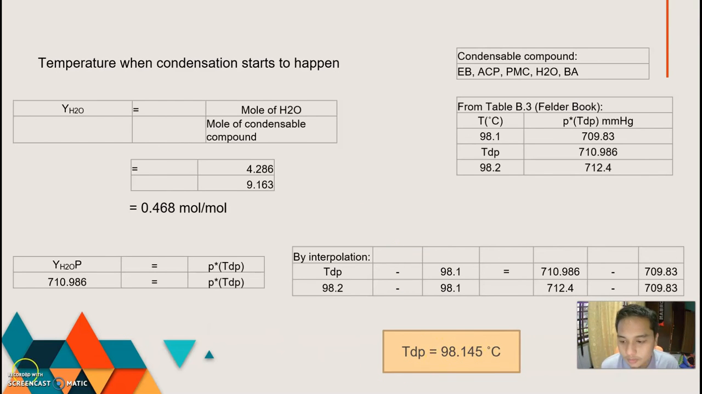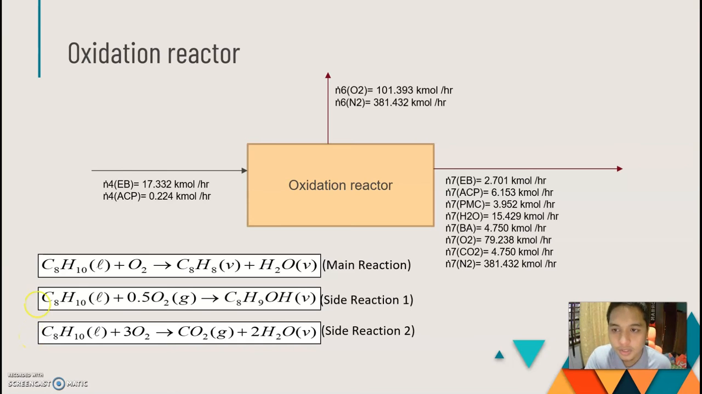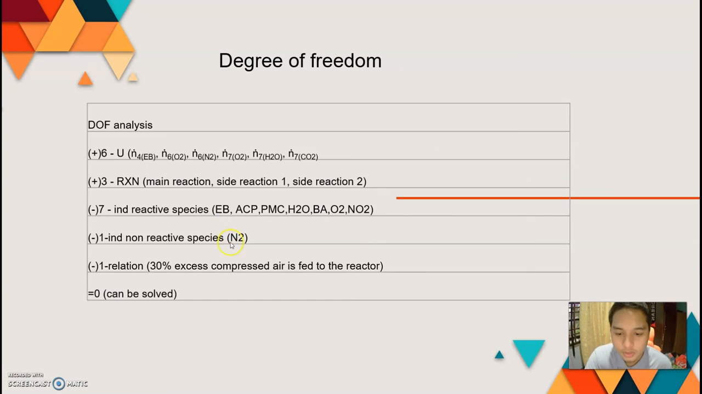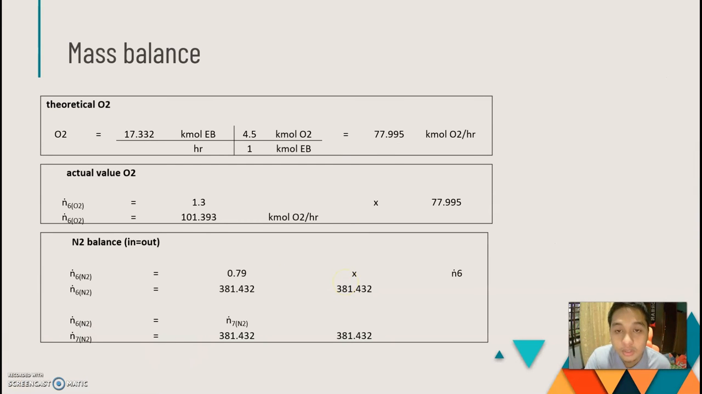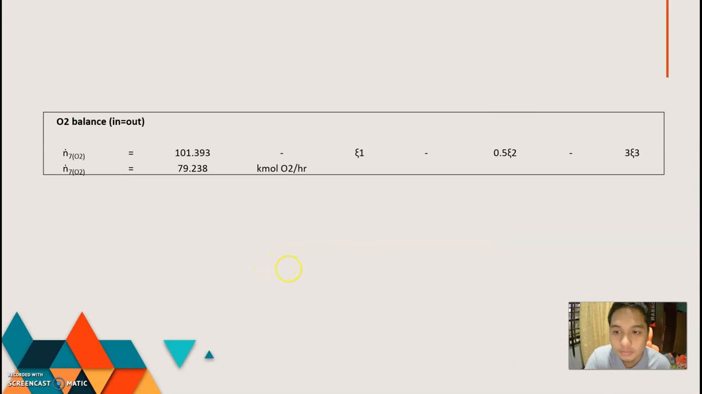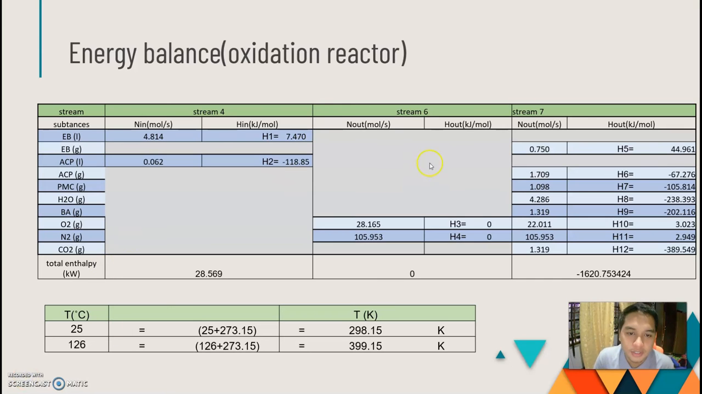998.145 degrees Celsius. Okay, for the oxidation reactor, the mass balance was done using the extent of reaction method. The degree of freedom here shows that the mass balance can be solved, and at the stream level, the values of the EB, PMC, and BA are already known from the neutralization reactor, and the theoretical molar flow rate for O2 was calculated, followed by the actual flow rate of O2 under the reactor part, as you can see here.